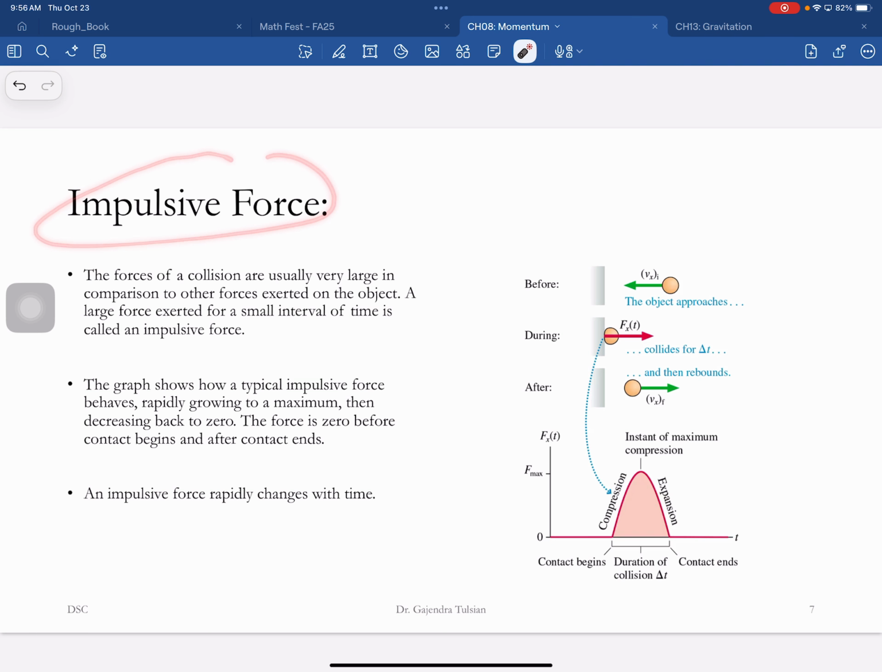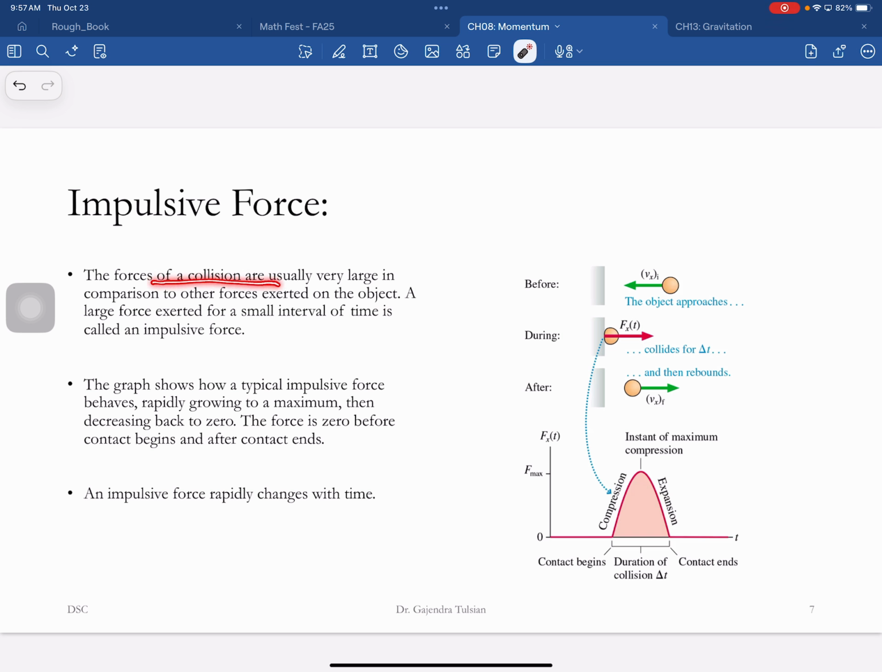When you apply a force like this, that is fast changing and doesn't live too long, that is called an impulsive force. This is the kind of force you apply in sporting events, and the kind of force that comes into play when collisions happen. So an impulsive force is a force that doesn't live too long and is fast changing. It rapidly changes with time.